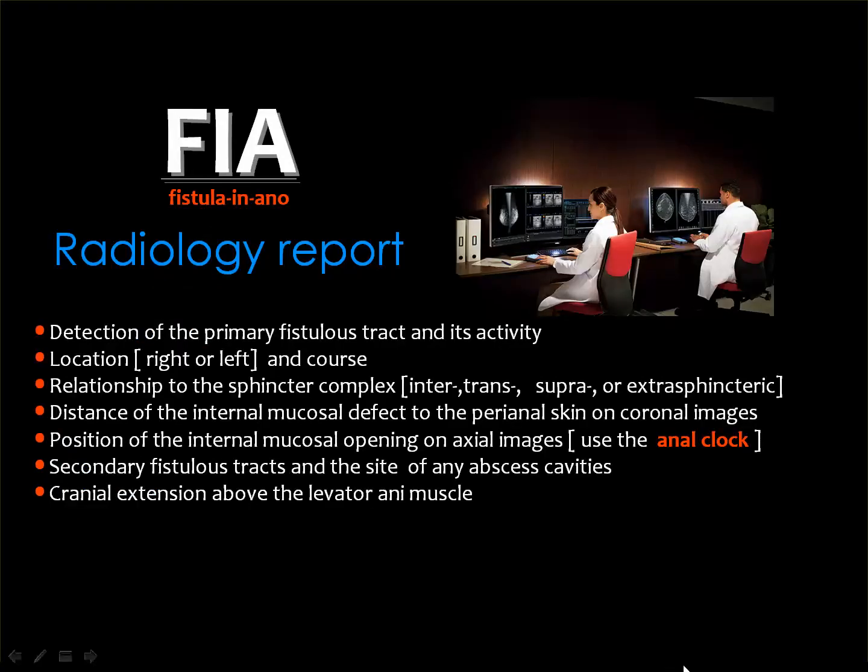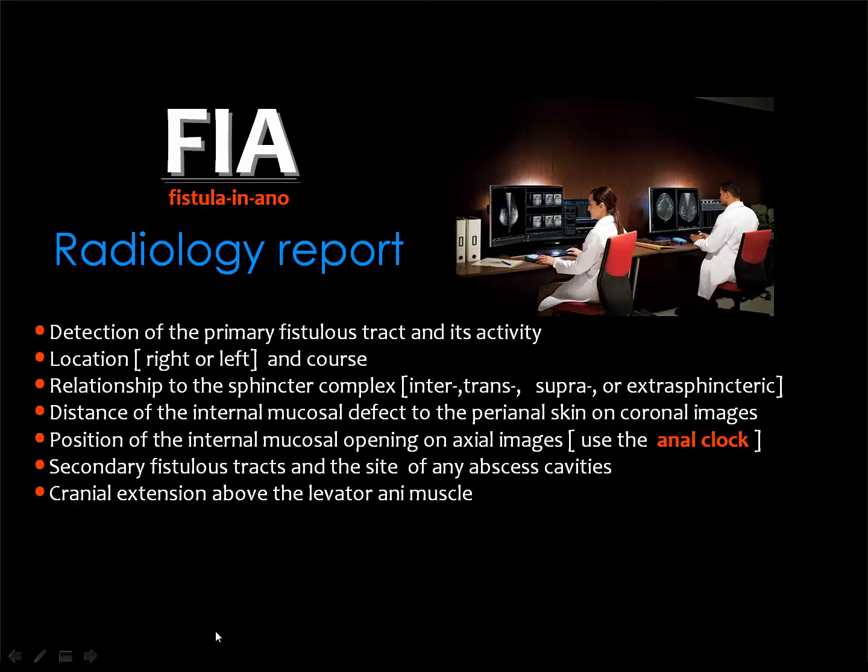Then, what are the items that should be included in the radiology report of a perianal fistula? Number one, it should indicate or detect the primary fistula tract and its activity. The activity is judged by enhancement if you inject contrast material, or by Doppler examination if you detect vascularity. Then you locate the site of the fistula, whether it is on the right or in the left, and the course with relation to the sphincters, if it is intersphincteric or trans or suprasphincteric or extrasphincteric.